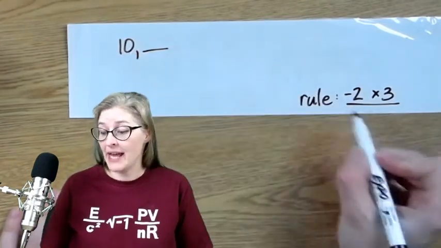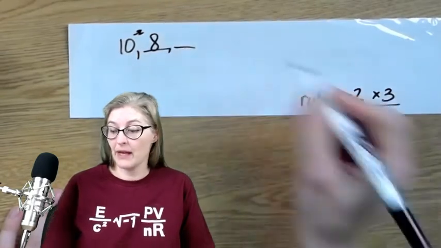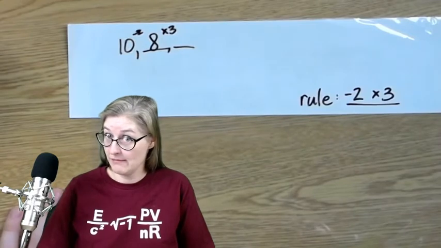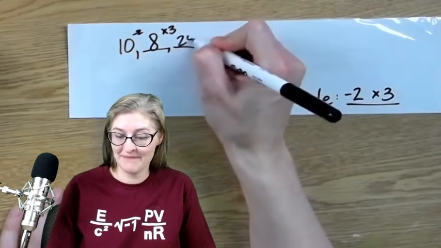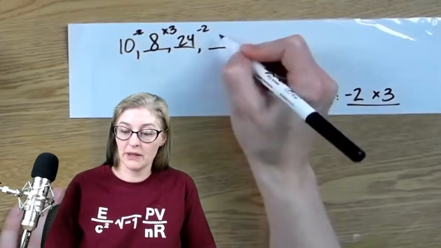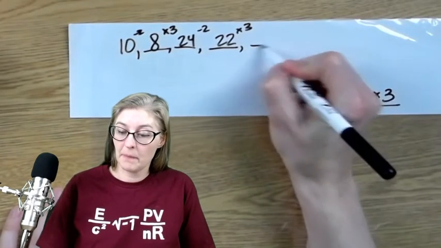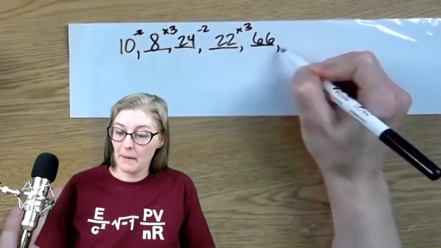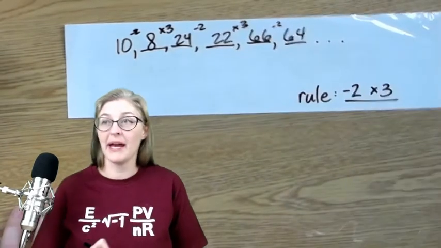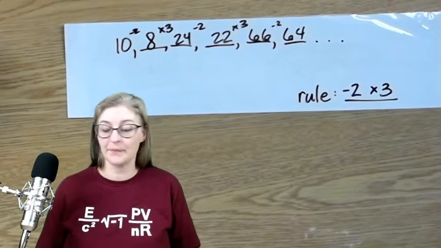Now, it's 10 minus 2 equals 8, times 3. 8 times 3, 24. Then I go back to my minus 2, times 3, minus 2, and so on. The pattern will continue forever and ever to infinity.